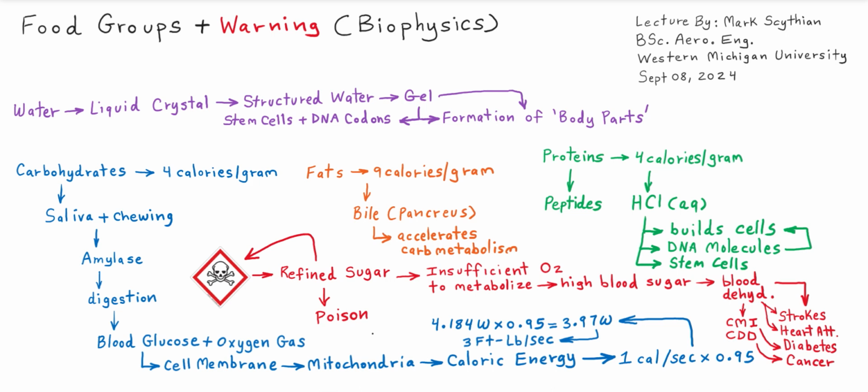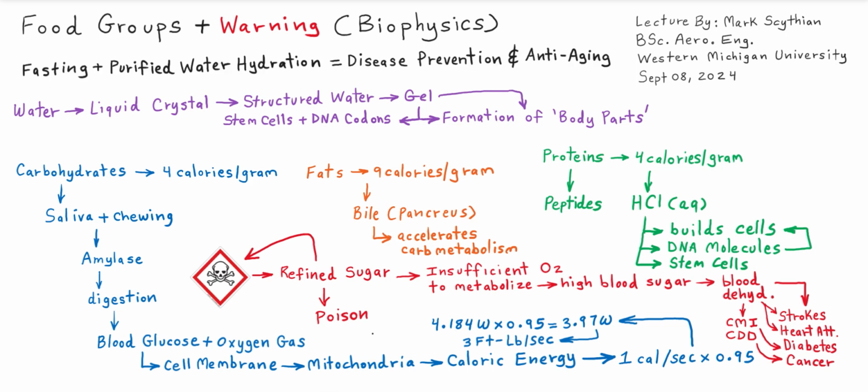So as long as it's not past the point of no return, all these diseases are preventable by just cutting out the refined sugar and increasing the purified water hydration. So that being said, fasting plus purified water hydration equals disease prevention and anti-aging.